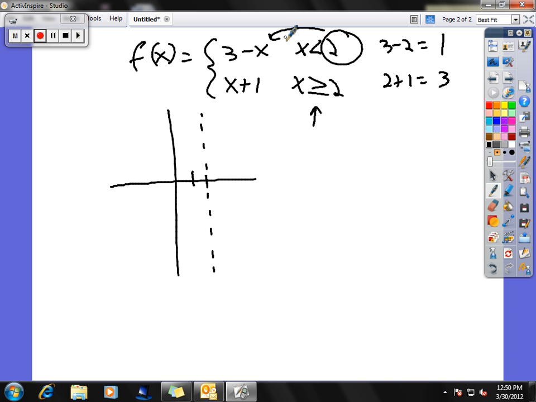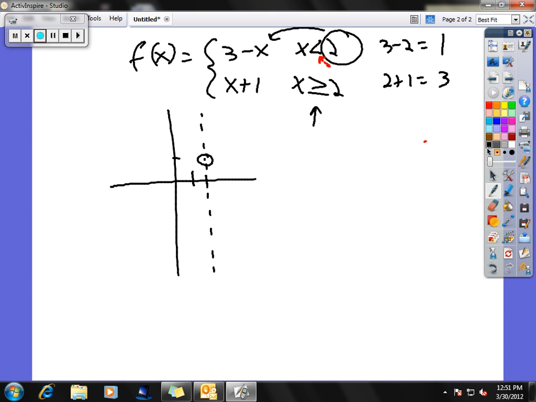So for this first one, we already did that. We got 1. That's the y value. So we have the point (2, 1). Now we've got to decide whether to put an open or closed circle there. And this one's going to be open, because there is no equal sign right here. All right. So there's no equal sign there. So that goes up to 2, but not including 2. So we got an open circle there.